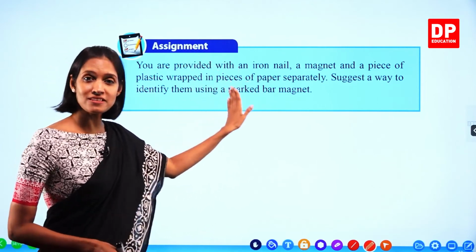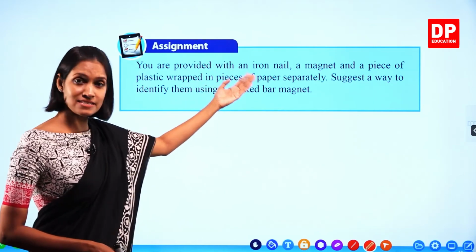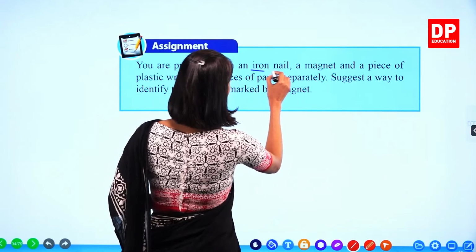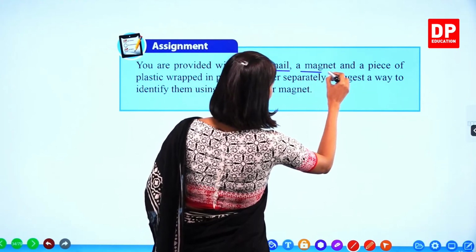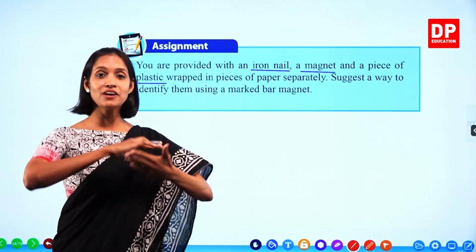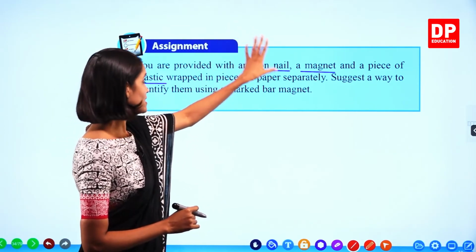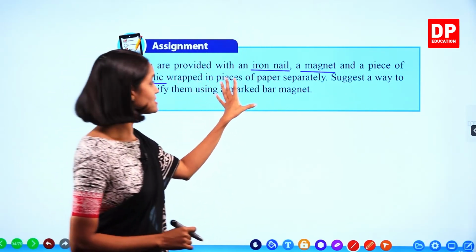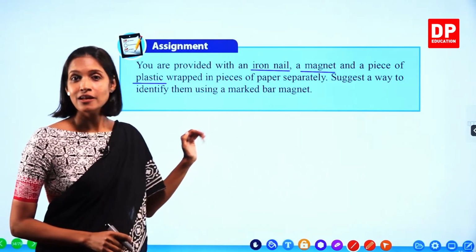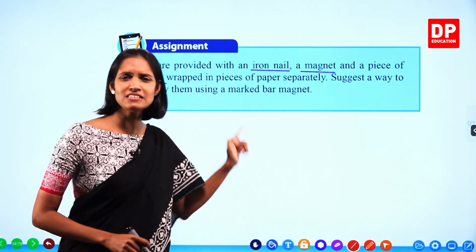This is very, very similar to the previous activity, children. The only difference is this time, these three objects, the iron nail, magnet and piece of plastic, you can't see any of them because they are wrapped with paper. But you have to identify what is the iron nail, what is the magnet and what is the piece of plastic using another bar magnet, a marked magnet. Now I hope it's very clear. After doing the previous activity, we can easily do this activity.